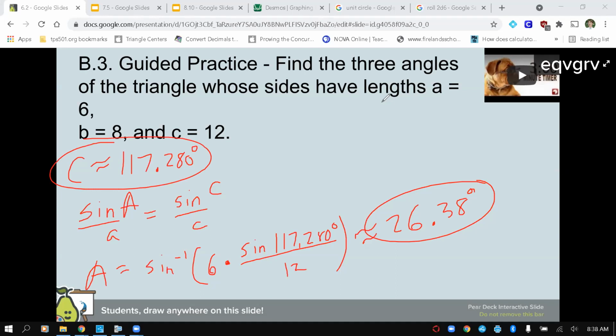And then Anna, how would I get angle B? That's exactly right. 180 minus 117 minus 26 equals, it'd be 36.34 degrees.